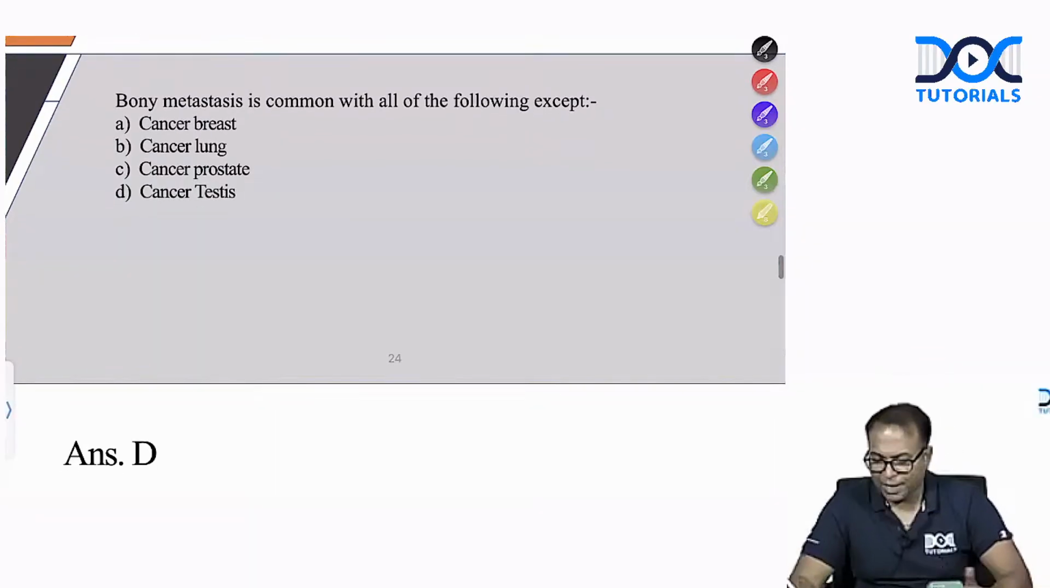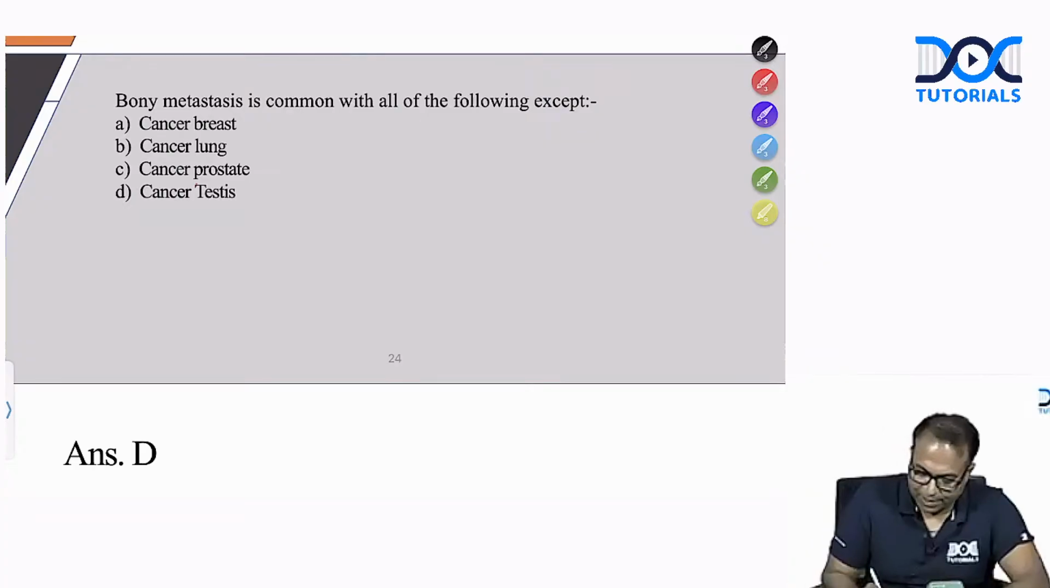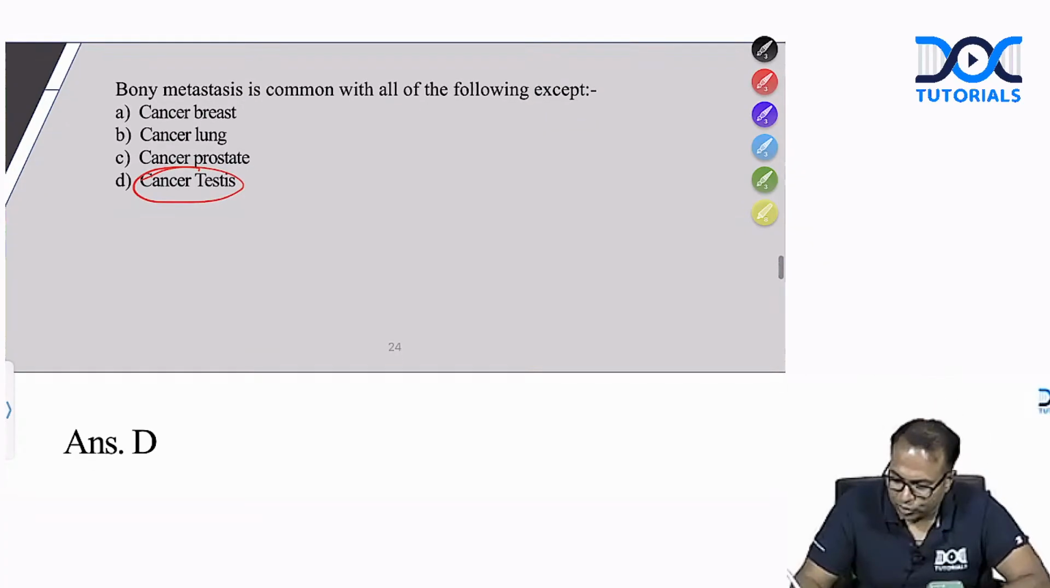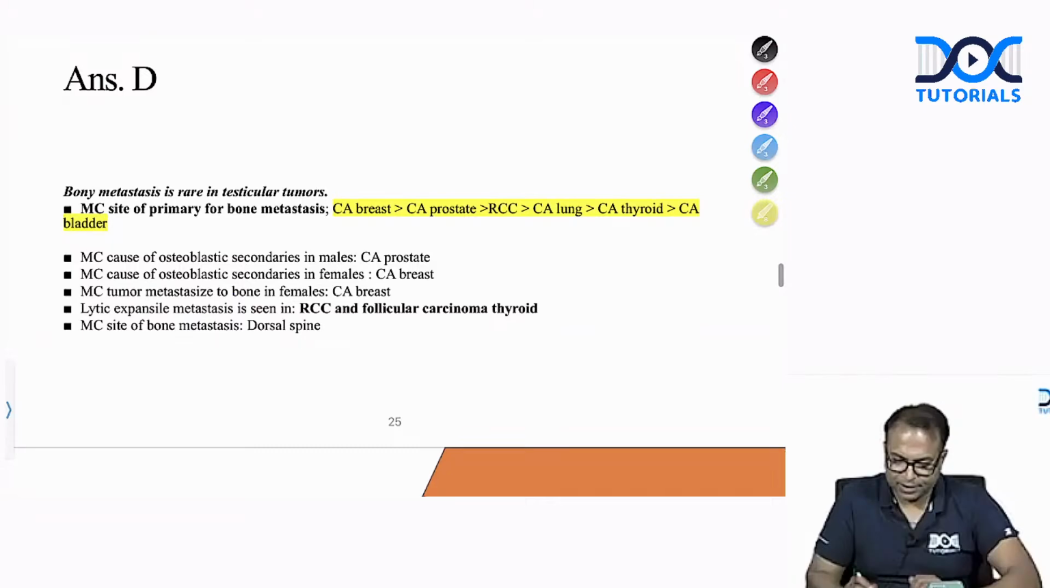So this is an ortho-related surgery question. Bony metastasis is common with all the following except, please remember, testicular tumor will not produce bony mets. Very common MCQ. The most common bony mets in females is breast. In males is prostate. Okay, so don't forget this basic question.